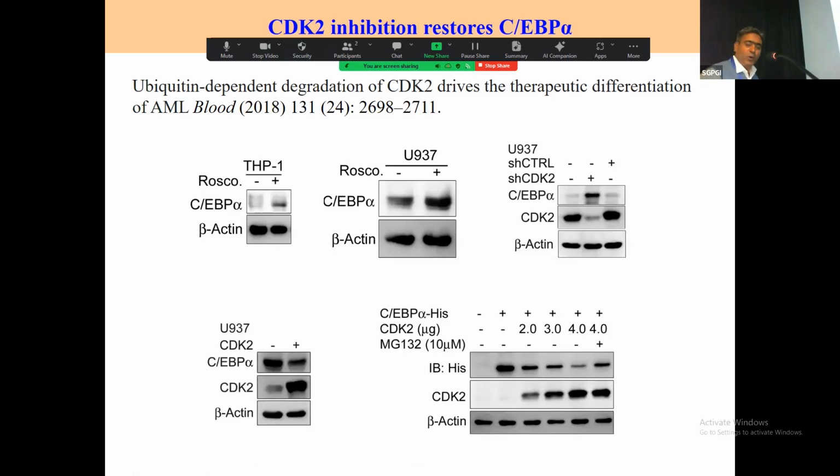To address this further, we overexpressed CDK2 to see if we would get the reverse finding. We found that when we overexpressed CDK2, the endogenous expression of CBP alpha was reduced. Because CDK2 was downregulating CBP alpha protein, and we were interested in the protein level, we evaluated whether this downregulation is via the proteasome pathway. When we treated with increasing amounts of CDK2, CBP alpha went down, but with the proteasome inhibitor there was restoration, indicating that CDK2 might be downregulating CBP alpha by impacting its protein turnover.